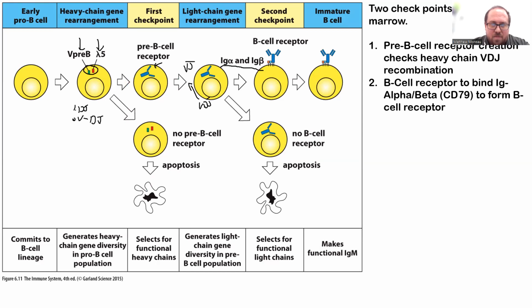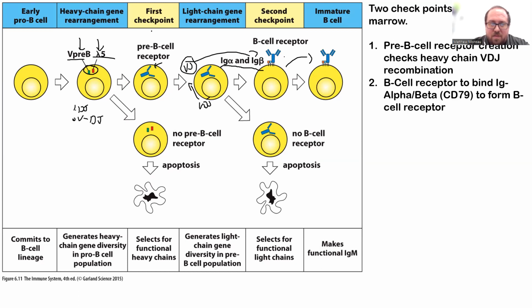Then you have the second checkpoint, which is again the removal of V pre-B and lambda 5 in favor of the VJ recombined light chain to make a functioning B cell receptor. If the B cell receptor is productive and can signal, so it's functional and stable at this point, you're looking for functionality and stability at this point. It then becomes an immature B cell.